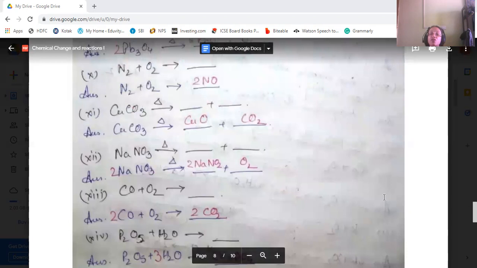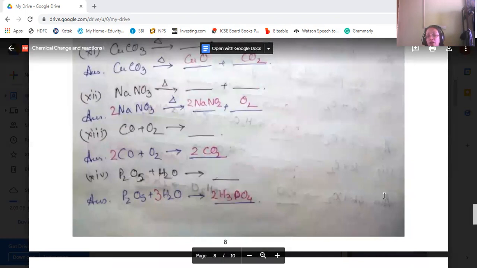Then sodium nitrate: 2NaNO3 decomposes to form 2NaNO2 plus oxygen. Carbon monoxide plus oxygen, that is 2CO plus O2, gives us 2CO2.